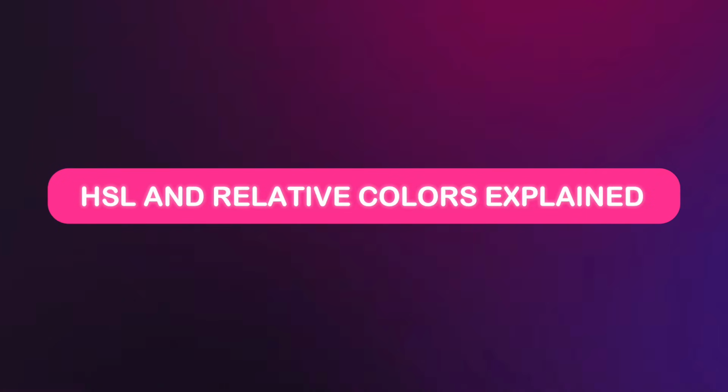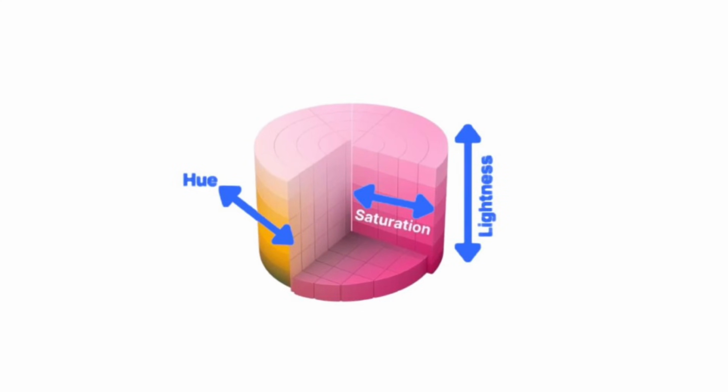HSL and relative colors explained. Now, HSL stands for hue, saturation, and lightness. Like RGB, HSL mirrors how we think about colors. Hue defines the color itself, saturation controls the intensity, and lightness adjusts the brightness of the color.